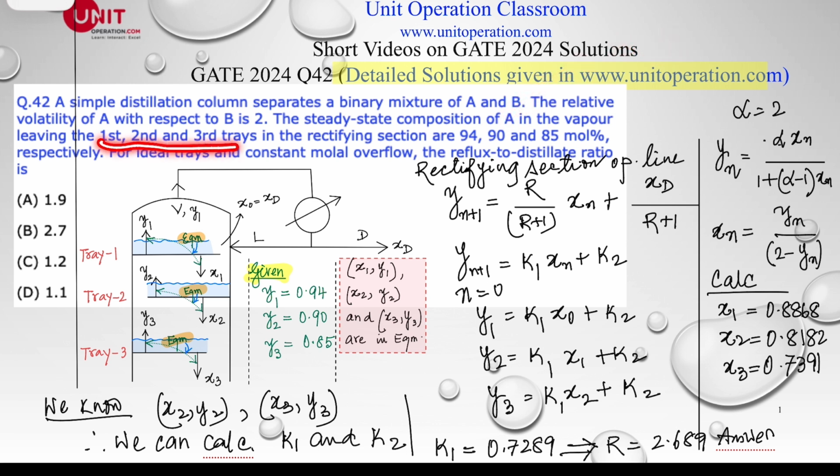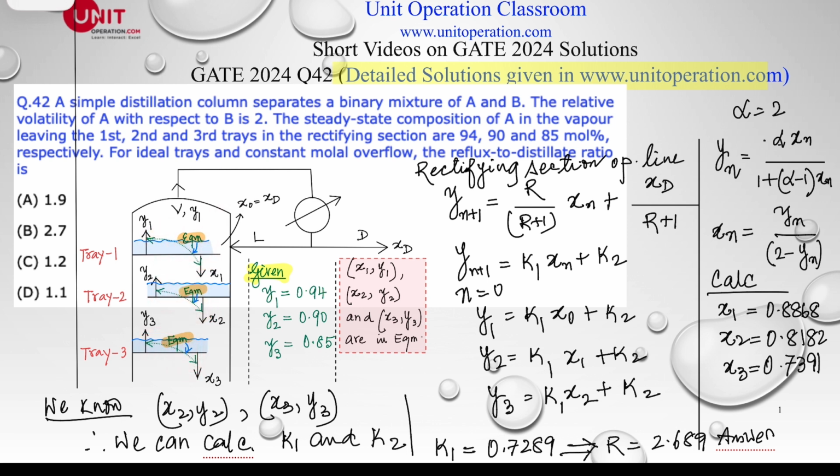leaving the first, second and third plate in the rectifying section. So this is my rectifying section, already given. So let's say this is my plate 1, this is my plate 2, and this is my plate 3. And we know here x1 and y1 would be in equilibrium in an ideal plate. Similarly, x2 and y2 would be in equilibrium. Similarly, x3 and y3 would be in equilibrium.